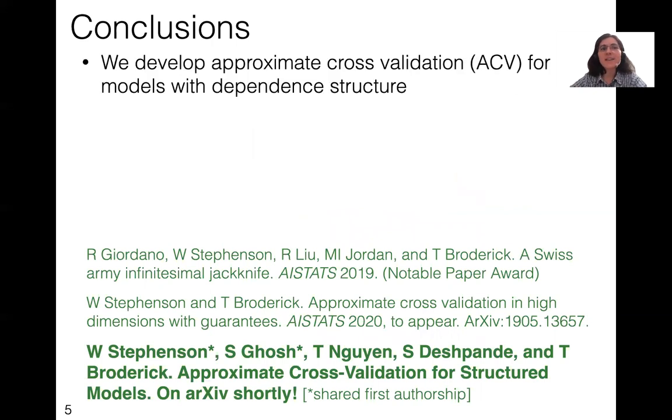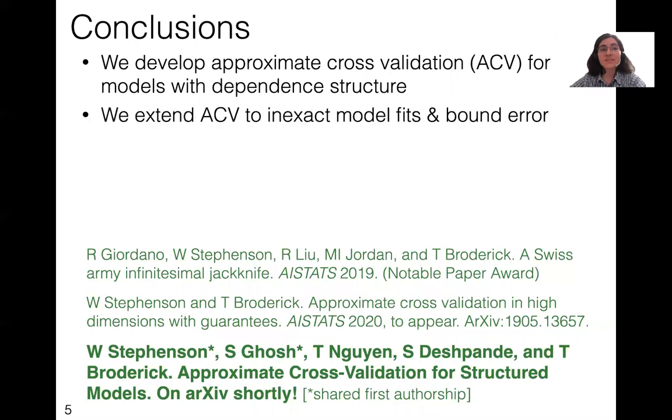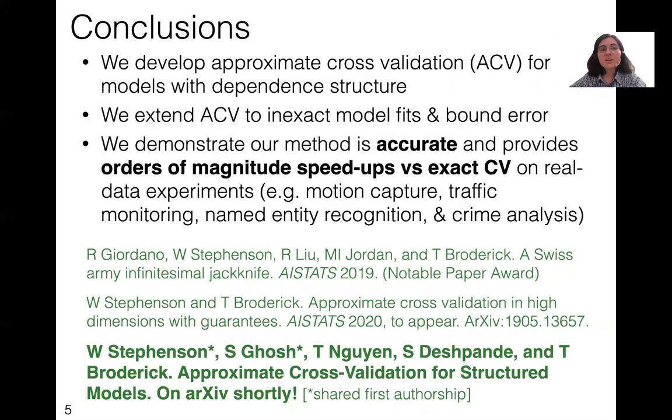But here we go beyond that, and we develop approximate cross-validation for models with interesting, complex, modern, and helpful dependence structure. We extend approximate cross-validation to allow imperfect model fits. And we check this all works in theory and practice. Our method provides many orders of magnitude speedups and is still really accurate. Thank you.